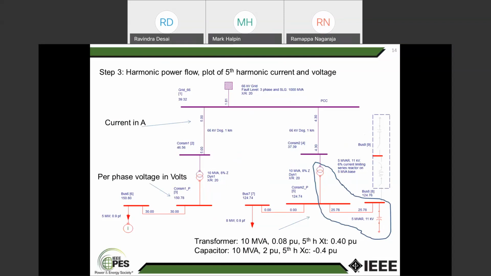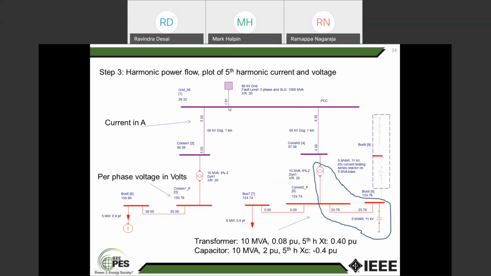this resonates. It's a series resonance. Therefore, whatever the harmonic current is being injected by consumer 1, 30 ampere is what we have considered, because the fundamental current is 300 ampere. The fifth harmonic current, 10% of that, is the 30 ampere being injected. The reflected current here is 5 ampere, at 66/11 kV. Therefore, the current is 5 ampere.